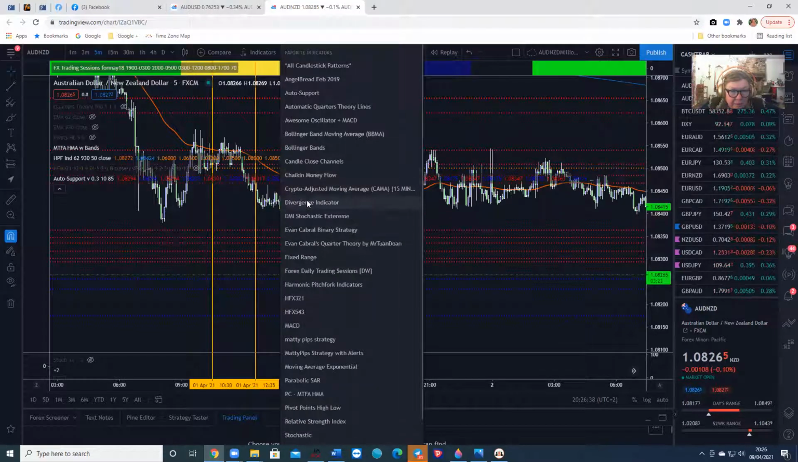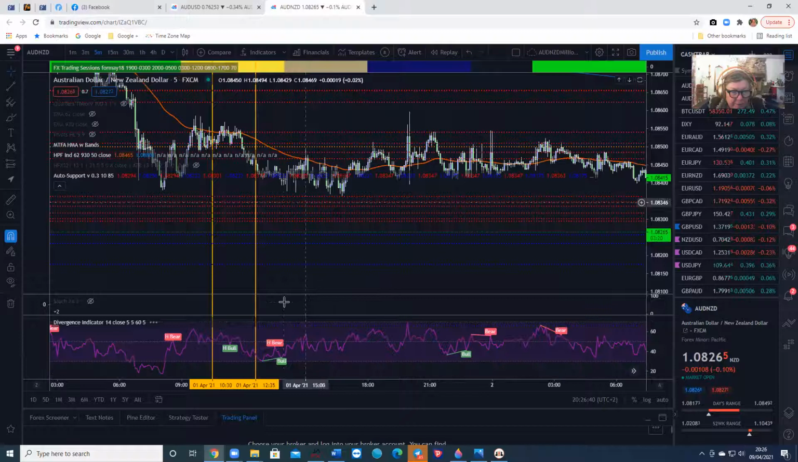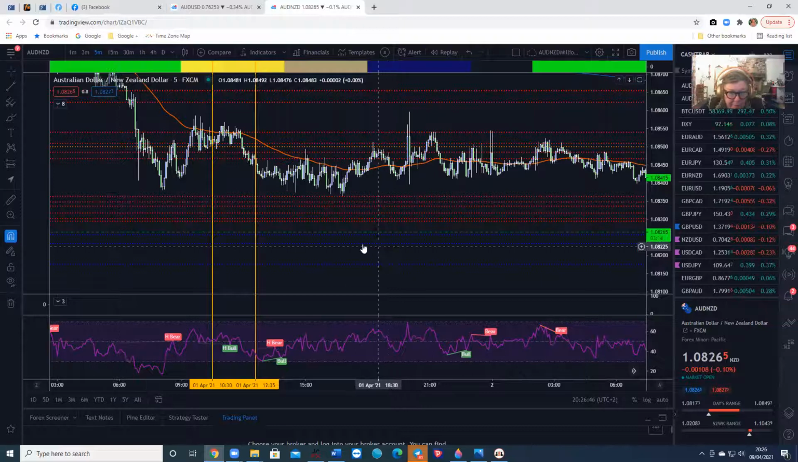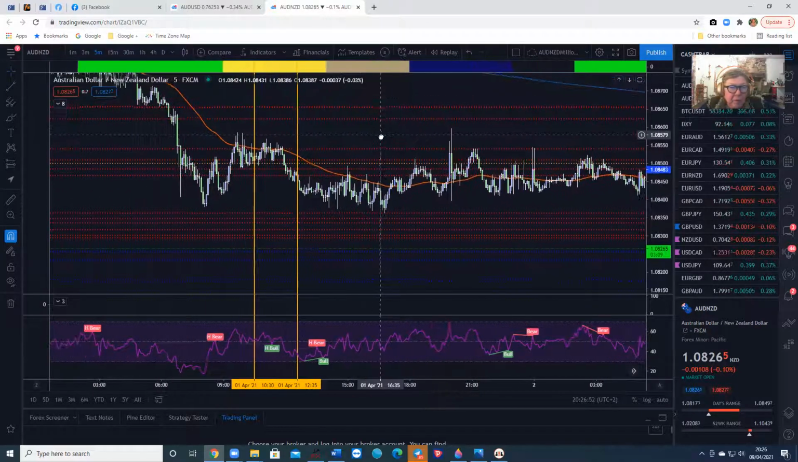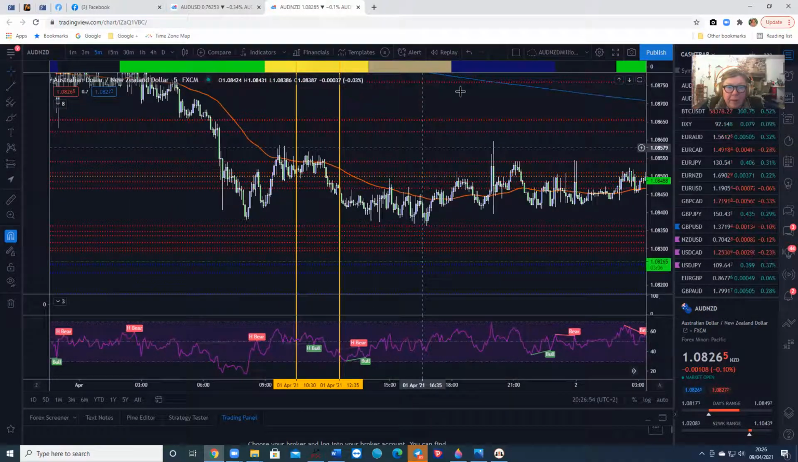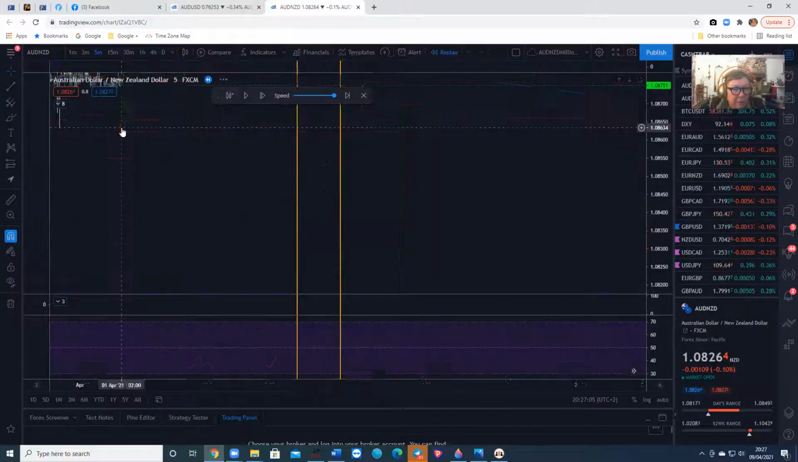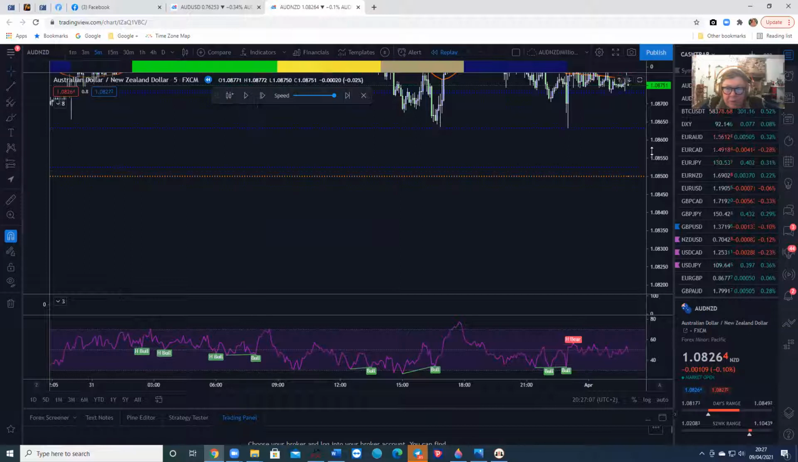Indicators there. Okay, obviously I don't know what the currency strength meter is. Let me use the replay button. So we'll start at the beginning of Tokyo, and we'll just talk it through what I see happening.